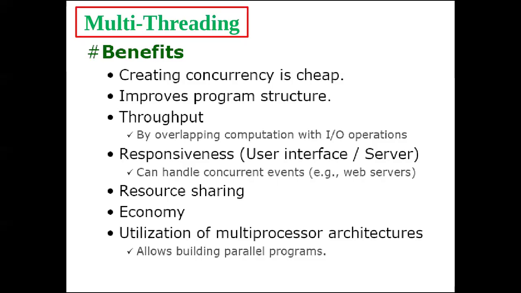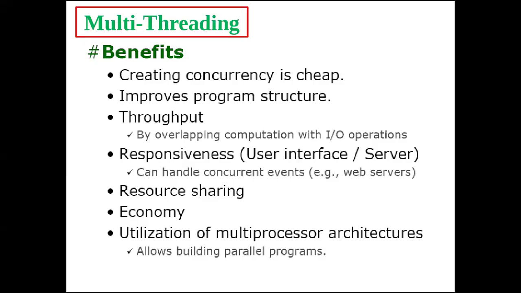Next benefit is economy. Multi-threading is economical because threads use fewer resources, less overhead compared to heavier execution units, and this reduces the system cost. And lastly, utilization of multi-processor architectures. Multiple processors can run threads simultaneously, which allows building parallel programs. So system performance automatically improves.